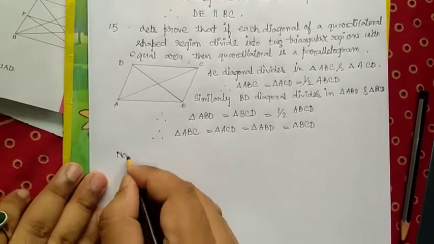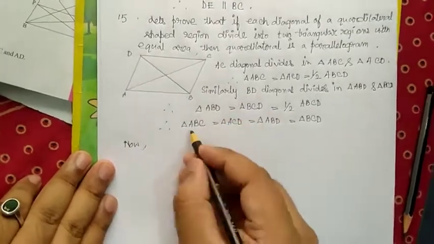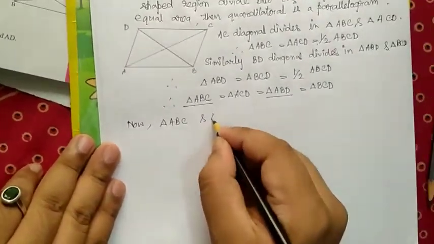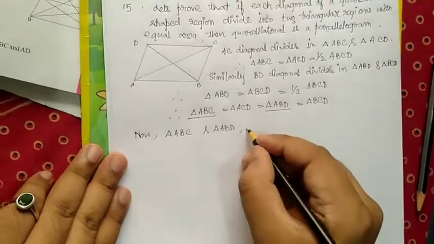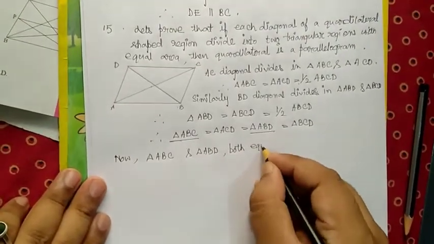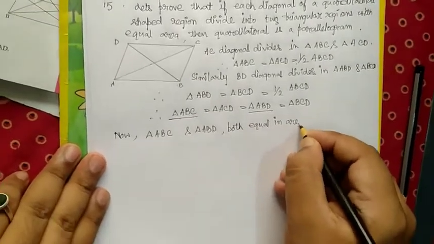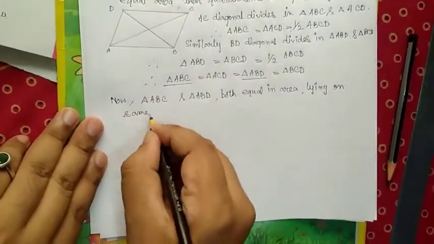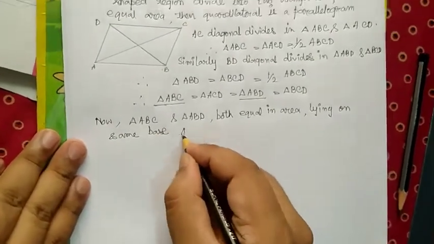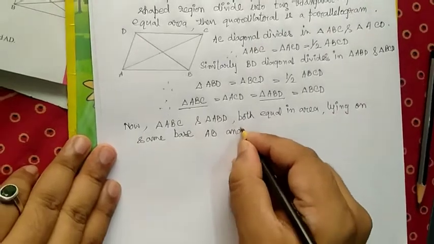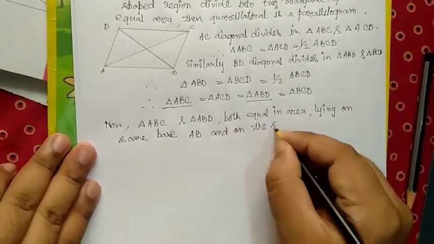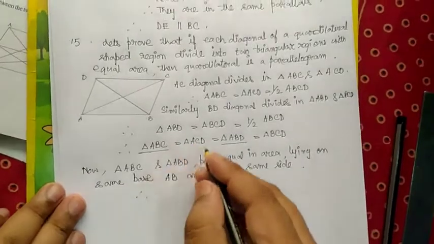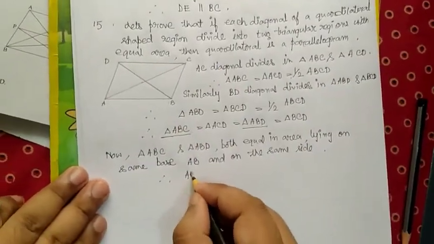Now triangle ABC and triangle ABD both are equal in area, lying on the same base AB and on the same side, so therefore we can say that AB is parallel to CD.